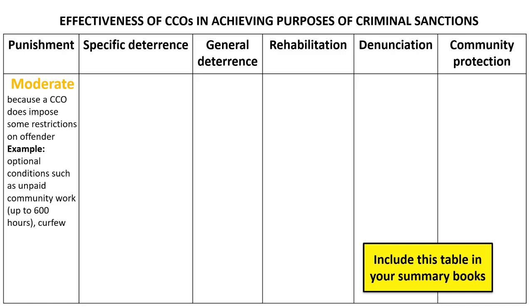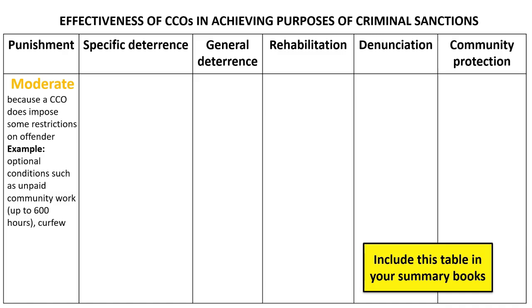And where an optional condition requires the offender to obey a curfew, the offender is restricted from going out at night and, for instance, partying with their friends. So in that sense, a community correction order is effective in punishing an offender. However, it's only moderately effective at punishment, as it is not nearly as harsh a punishment as would be imposed on the offender if they were sentenced to a term of imprisonment.